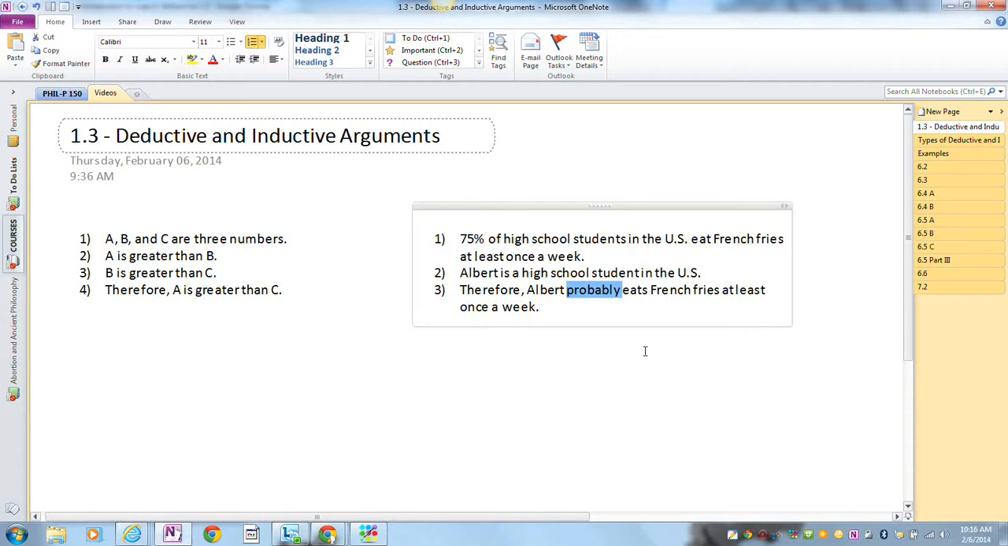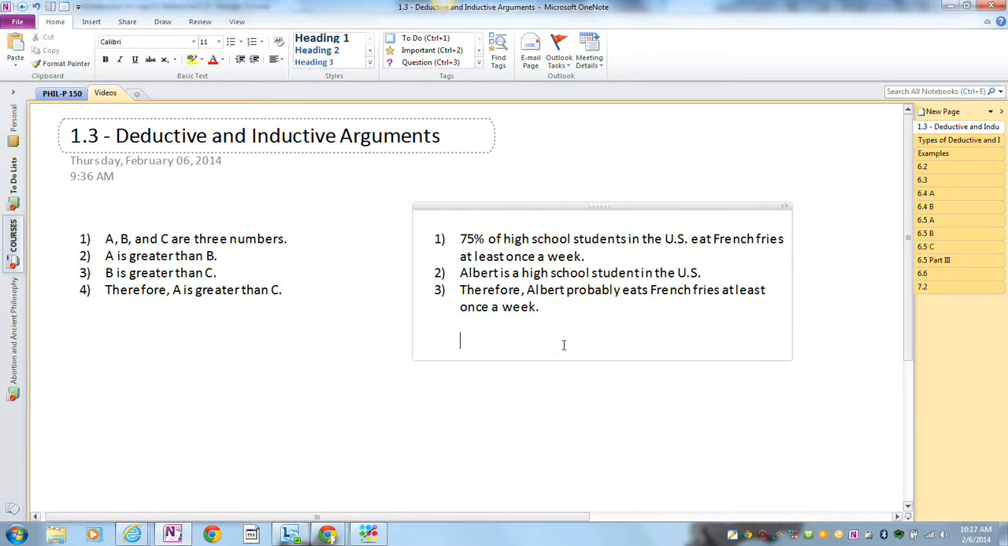However, it's not certain, and you don't put forward the argument with the understanding that it's certain that Albert eats French fries at least once a week. You know that there's a margin of error. Maybe Albert has some kind of food allergy, or maybe he doesn't like French fries, and certainly that would in some sense defeat the conclusion in his particular case. He wouldn't be one of the people who eat French fries at least once a week.